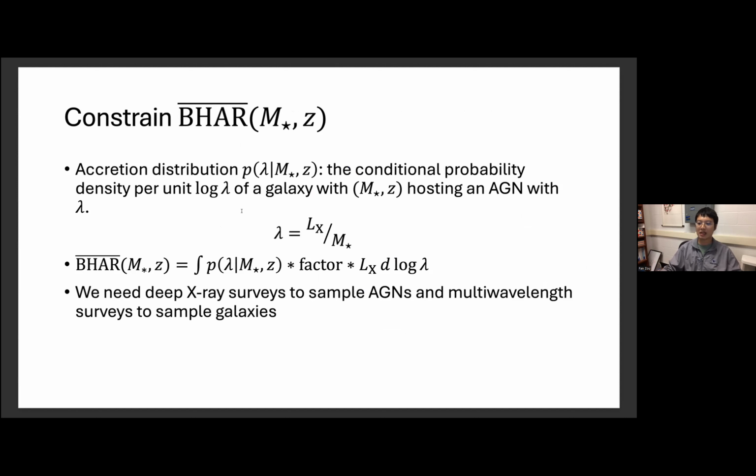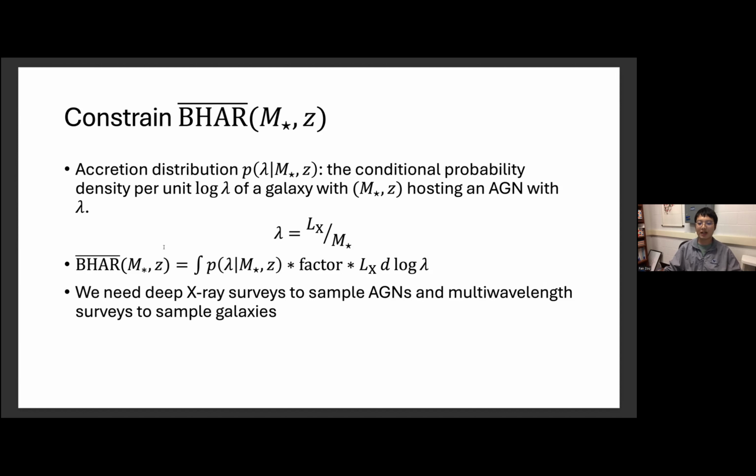Here is a very basic summary of the methodology. So first, we need to measure the so-called accretion distribution, or P lambda. And this is just the conditional probability density of a galaxy with a given stellar mass and redshift hosting an AGN with given lambda. And lambda here is defined as the X-ray luminosity divided by stellar mass, which is just a normalized accretion rate and roughly scaled with the Eddington ratio.